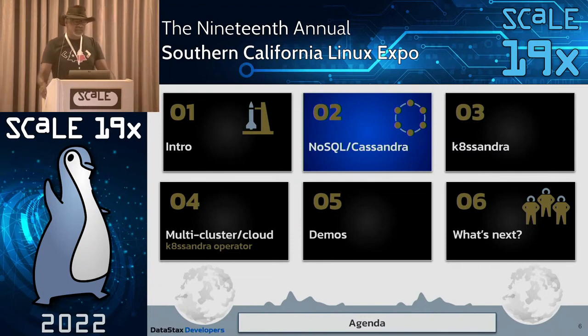So the agenda for today is just a quick intro, which I already did, right? And then for those of you who have never heard of NoSQL or Cassandra, a very quick intro of NoSQL and Cassandra, and then a little bit about k8ssandra, which is a play on Cassandra and Kubernetes names. And I think it's a pretty cool name. Cassandra running on Kubernetes. And then, of course, the multi-cluster, multi-cloud using the k8ssandra operator, which was introduced very recently.